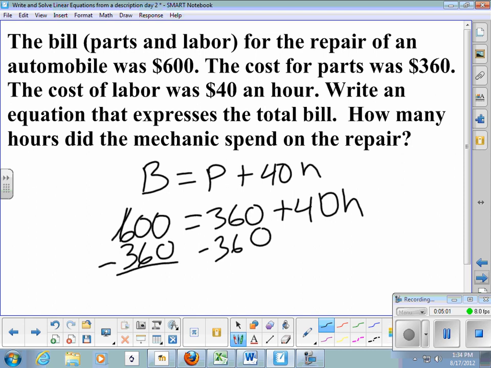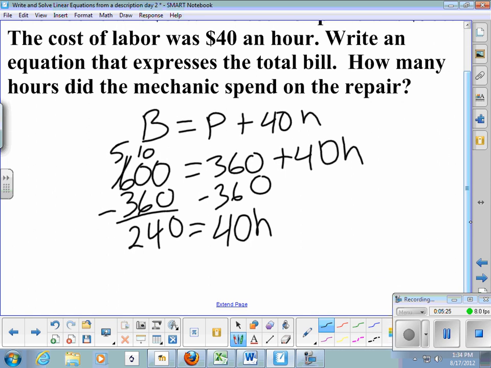So I'm going to borrow, make that a 5, make that a 10. 10 minus 6 is 4, 5 minus 3 is 2. So $240 was the rest of the bill, and that was for the labor, which was $40 an hour. Well, $40 an hour to equal 240, you might be able to see that. 40 times h, let's do the opposite of multiply. Let's divide by 40.